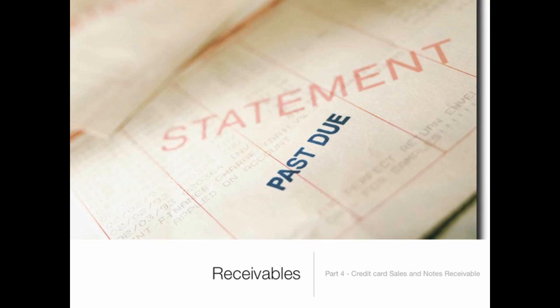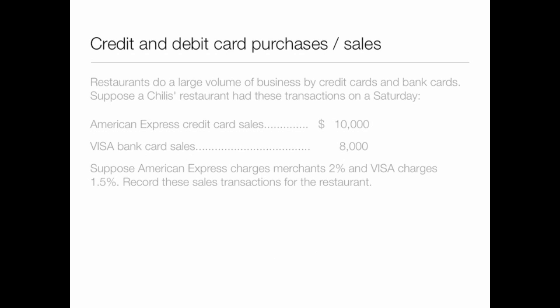This is part 4 in our Receivables and Accounting for Uncollectibles series. And in this part, we're going to be talking about credit card sales and notes receivable. So first, let's look at credit and debit card purchases and sales. And they are treated slightly different. So that's the reason we're doing this example for you here.